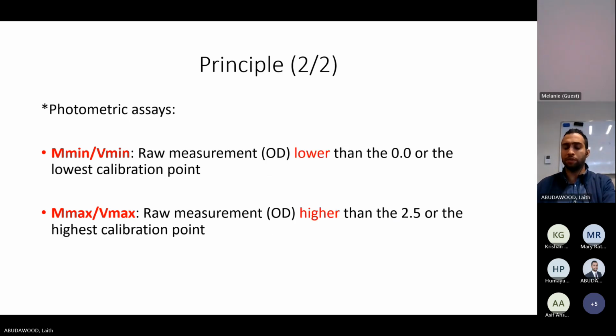For optical density, the same applies. So for MMin in photometric assays, the raw measurement in optical density is lower than 0, which of course is not possible, or lower than the lowest point in my calibration curve. MMax or VMax means your optical density is higher than 2.5. The analyzer cannot measure optical density more than 2.5, by the way. It's physically not possible for the analyzer. So OD is higher than 2.5, or, if extrapolation is not possible, higher than the highest calibration point.